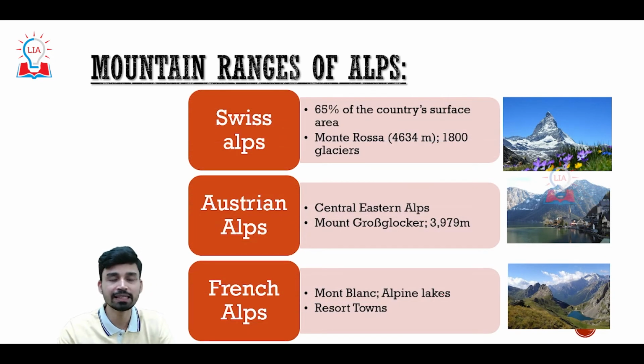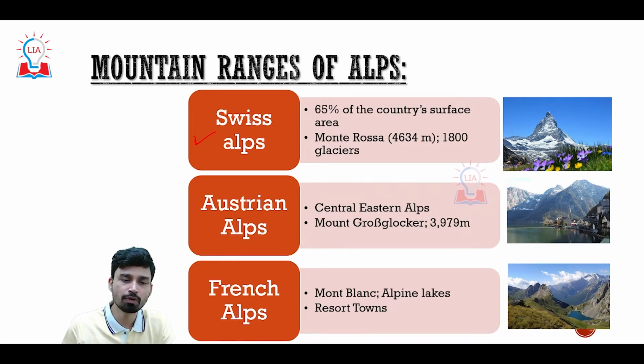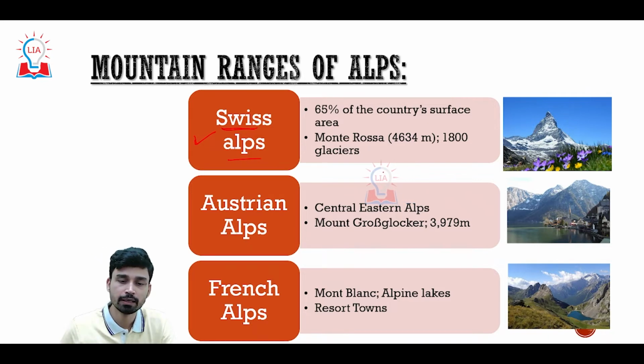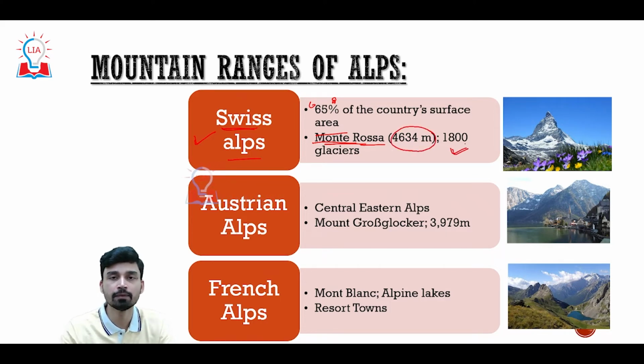However, the Alps region can be divided into 6 important mountain ranges depending on the countries in which it is situated. So the first important mountain range of the Alps, we can classify as the Swiss Alps, located obviously in the country of Switzerland. Overall, it occupies around 65% of the country's surface area, and the highest point in the Swiss Alps is something called Monte Rosa, situated at a height of 4,634 meters. And this particular mountain range is home to almost 1,800 glaciers.